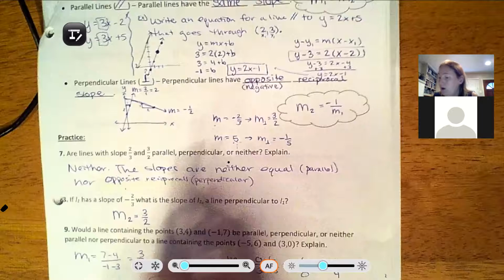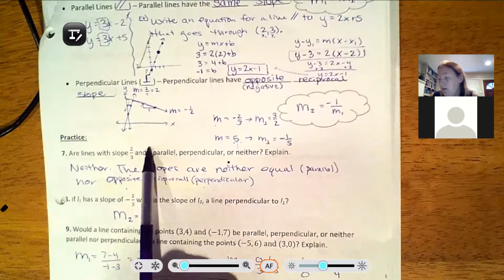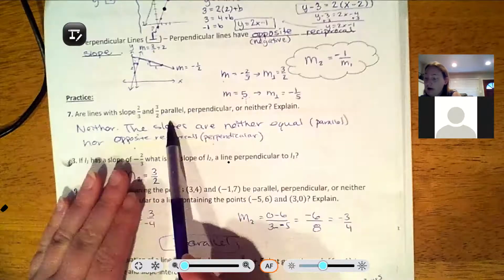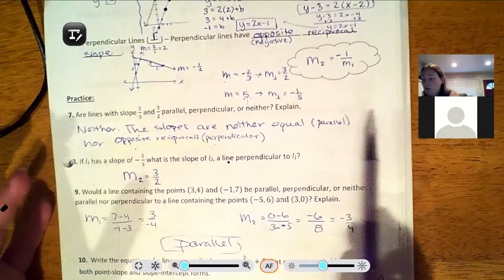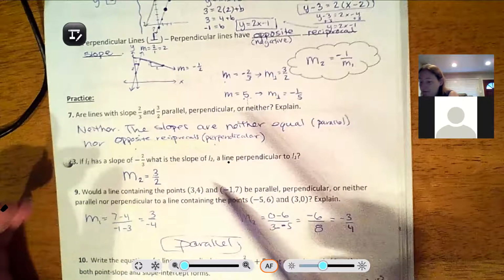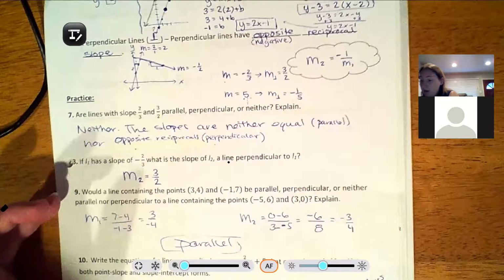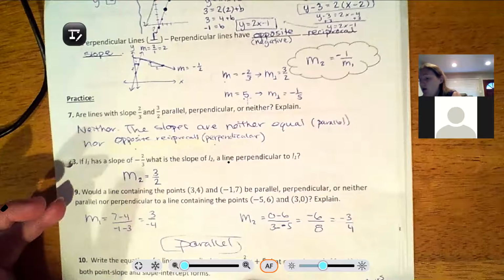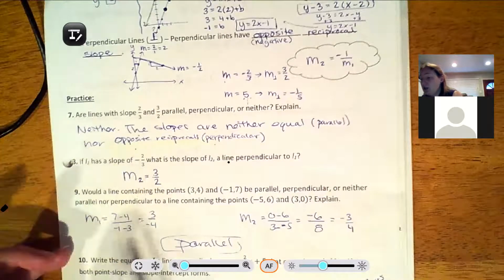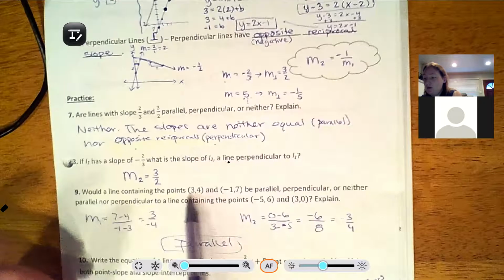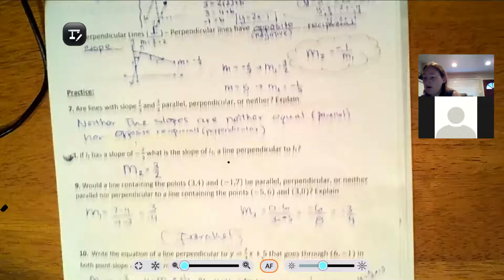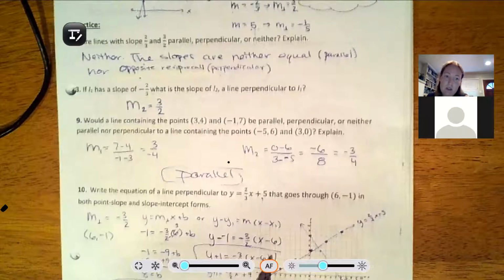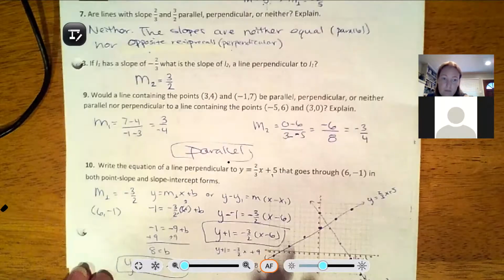So you can be asked all sorts of questions about parallel, perpendicular, neither. Either just are they parallel, perpendicular, neither. What is an equation that would be parallel or perpendicular? What would the slope be? You could be asked to write an equation. You could be asked, do these two lines have these points on them, and end up being parallel, perpendicular, or neither. So there's different situations, and you'll see that in your homework.